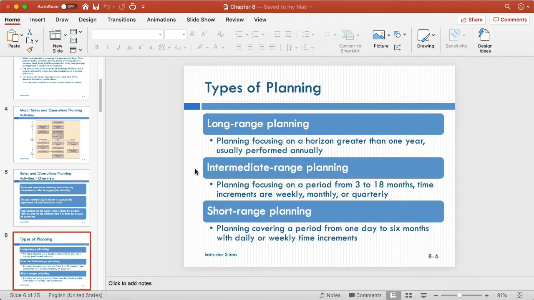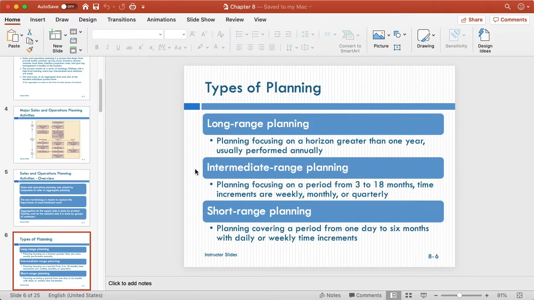So again, there is long range planning, intermediate range planning, and short range planning, based on time. Long range planning is for higher level decisions, and normally focuses on a horizon greater than 1 year. The intermediate range planning deals with more specific things, including operations planning, and normally focuses on a period from 3 to 18 months. And then the short range planning.